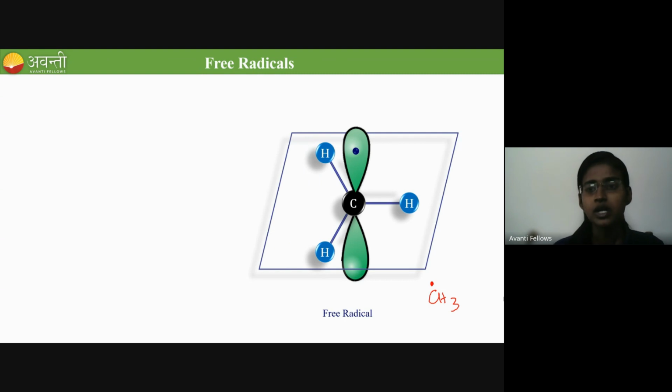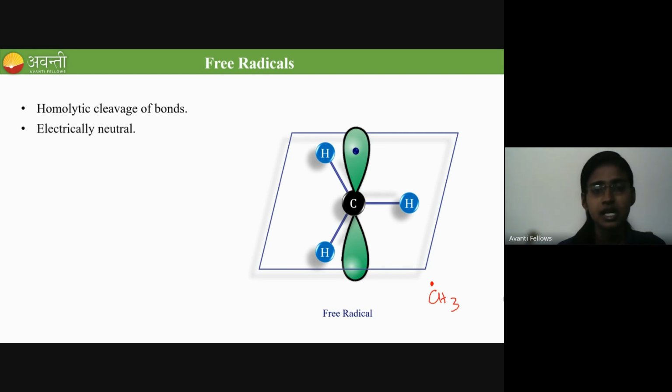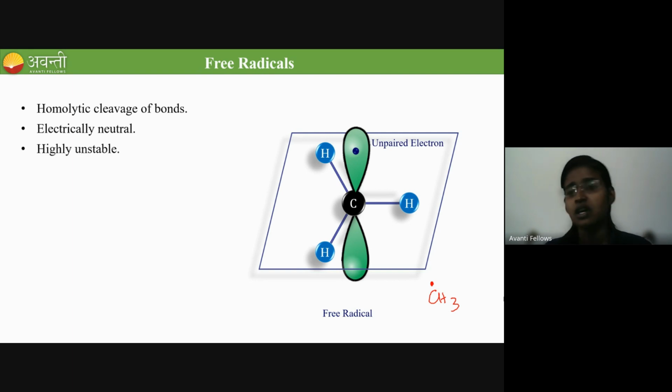Okay, so it is formed by the homolytic cleavage of bond, right? And if you talk about neutrality, it is actually electrically neutral. Free radicals are electrically neutral. They will not conduct any electricity. It has one unpaired electron in the p orbital, and it is highly unstable. All the three intermediates are highly unstable in nature. Unstable in the sense that they are more reactive. They will not remain in the stable form for long, so they will immediately react with another compound and lead to some other product.